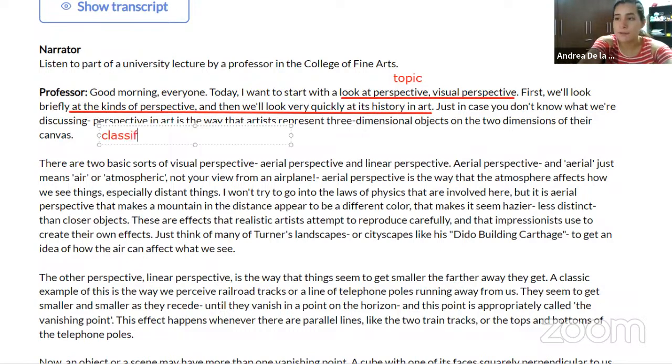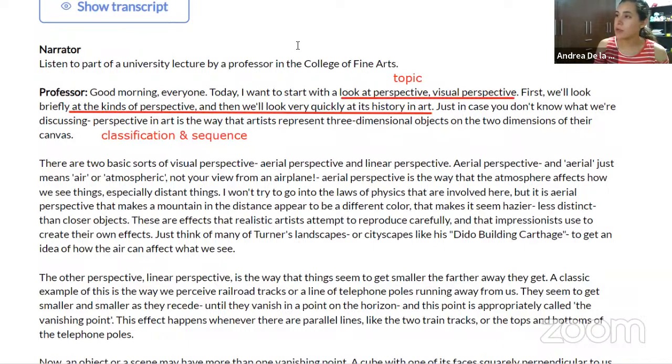So we have classification, and then it says, and then we'll look very quickly at its history in art. History in art means sequence of events, right? History of something, historical novels, biographies are always a sequence of events. What happened first, what happened later, what happened next. They're always a sequence of events. So they tell you the structure and they tell you the topic of the lecture.